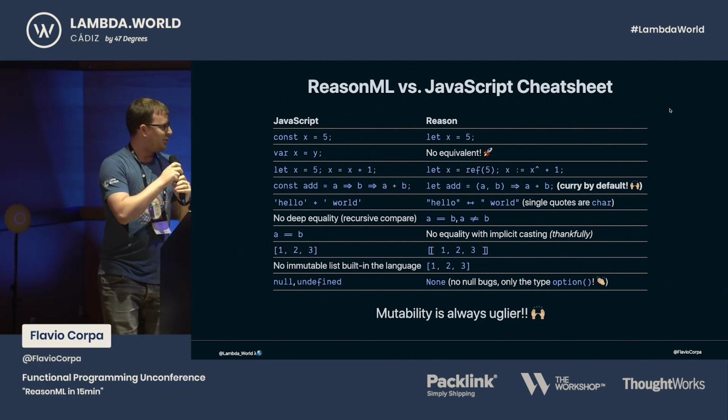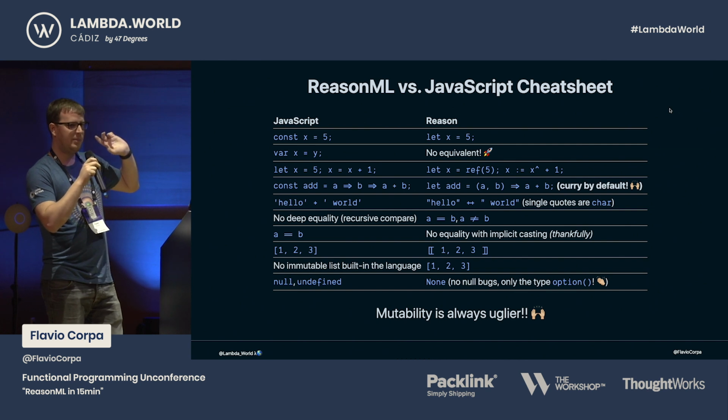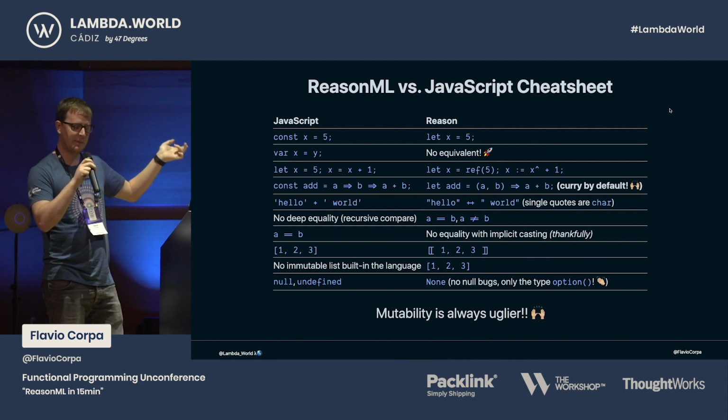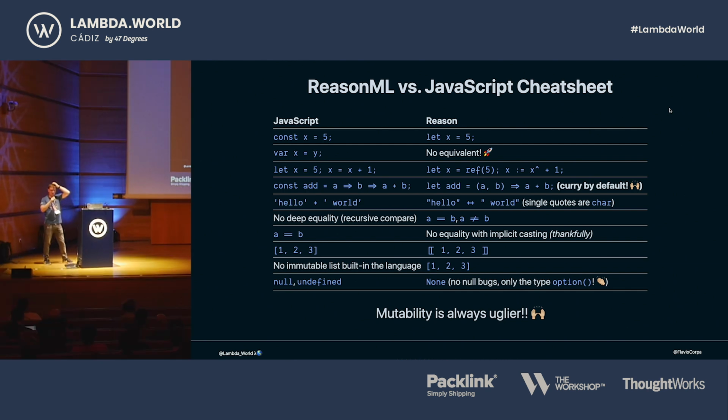A couple of things. I don't really have time to explain all this stuff, but basically speaking, all the mutable things in OCaml and Reason have uglier syntax to prevent you from doing that. But if you want to do mutable or impure stuff, you can do it. So they removed things from JavaScript that are painful.